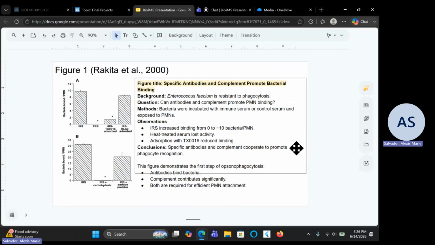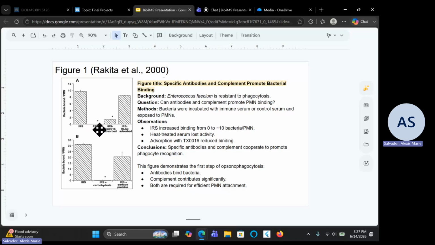understand the figures. So this is figure 1 by Rikita and others from the year 2000. The figure title is Specific Antibodies and Complement Promote Bacterial Binding. So they looked at this bacteria strain, Enterococcus faecium, and it's resistant to phagocytosis. And they want to know, can antibodies and complement promote PMN binding? So for the methods, the bacteria were incubated with an immune serum. It's called the immune rabbit serum, the IRS, or control serum, and exposed to PMNs. So PMN binding is the attachment of a bacteria to leukocytes, which are mostly neutrophils.